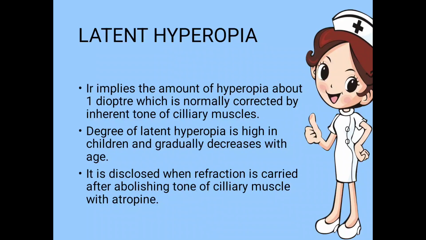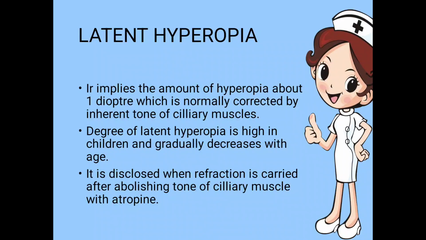Next one, latent hypermetropia. Latent hypermetropia implies the amount of hyperopia, about one diopter, which is normally corrected by the inherent tone of the ciliary muscles. As we all know, the ciliary muscles are attached to the zonular fibers, which are attached to the lens. The ciliary muscles help the lens to accommodate at various distances so the person will be able to see. So latent hypermetropia is a kind of hidden hypermetropia which is corrected by using the ciliary muscle tone.